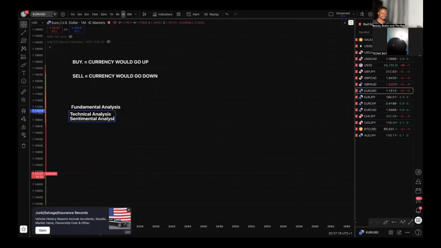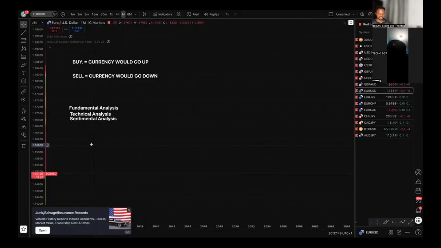Before I jump into these three analyses, I want to ask you a question. What do you think determines how good a country is performing? I'll give you just three. The first one is employment rate. If the majority of the citizens in the country are employed, that means the president is doing a good job. Employment rate.